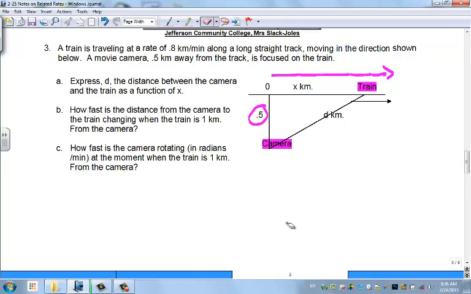So as we move forward in this problem, what's changing is the X and the D, the distance from the camera to the train. The other thing that's changing is this angle here, which we'll call theta. Those are the three things that will change as the train goes by: the camera angle, the distance from the camera to the train, and the distance that the train has actually traveled since it's passed the camera. So first thing we want to do is express D, the distance between the camera and the train, as a function of X. Well, this is a known geometric formula.